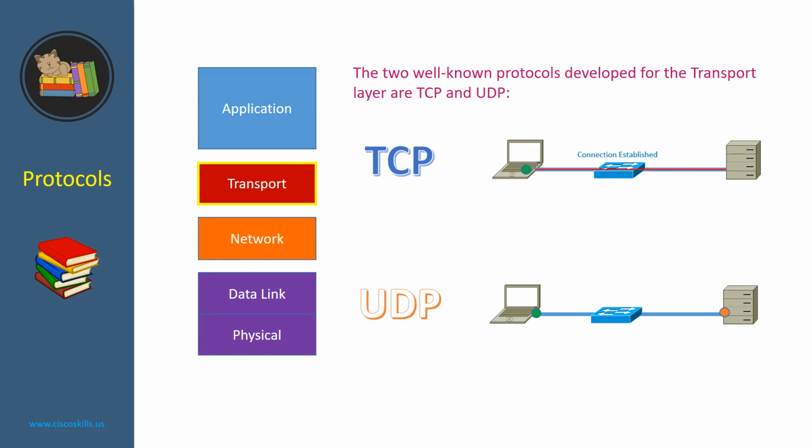UDP is User Datagram Protocol. It is an unreliable connectionless protocol which does not require setting up the connection. However, the data may be lost during the transmission without the sender's notice, and it is suitable for one-way communication.